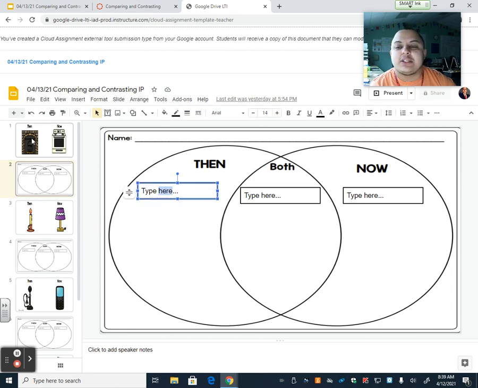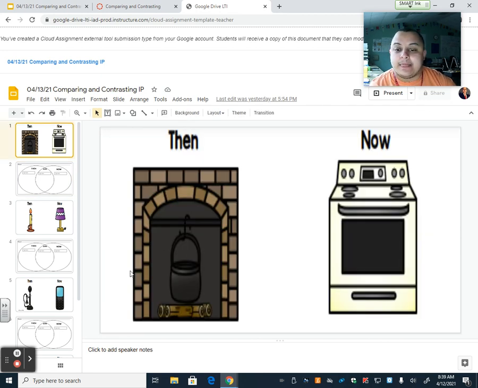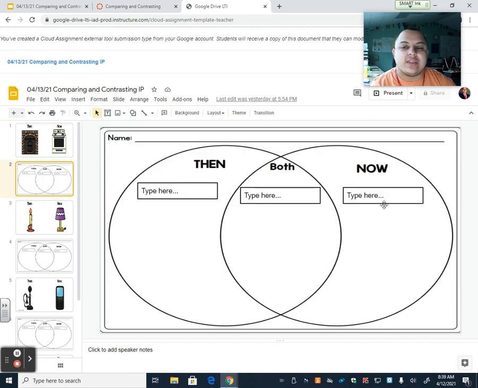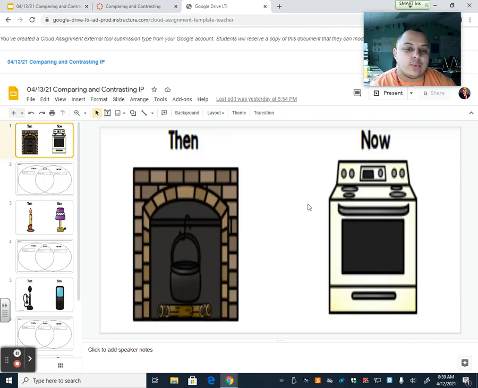So you're going to tell me some things that you see about then. Maybe what did they have to do? They had to light a fire. They had to put their food in a thing. They had to hang it over. It was a brick-like fireplace. And then you're going to go to the one that says now, and you're going to describe the one that you see now. Now ours are electric. We can plug them up. You don't have to light a fire. You can cook on the top and inside. And then both of them, well, they were both used for cooking. They both warm things up.